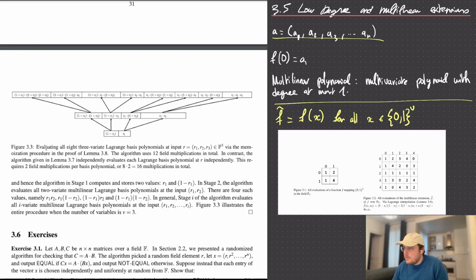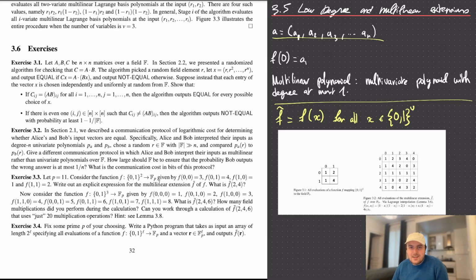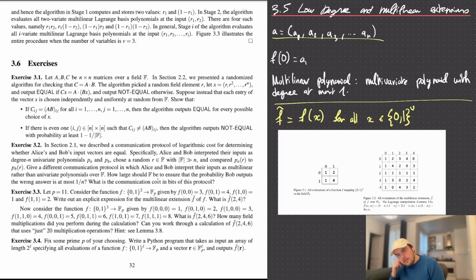Okay, so figure 3. Evaluating all three-variate Lagrange basis polynomials at input r1, r2, r3 in the field. Okay, this is, oh, it's doing its thing. Interesting. Okay, this is the exercise. I can read them, and I'm not sure I want to do them because I will get them wrong, and that's not very cool.